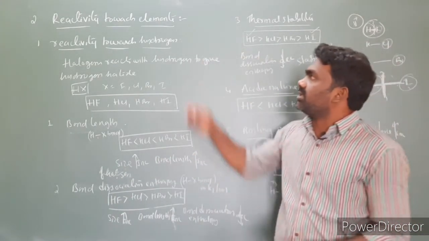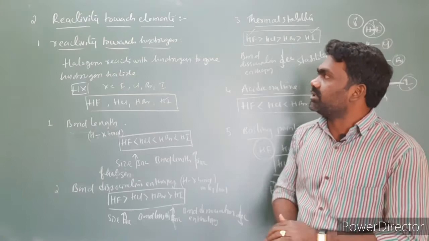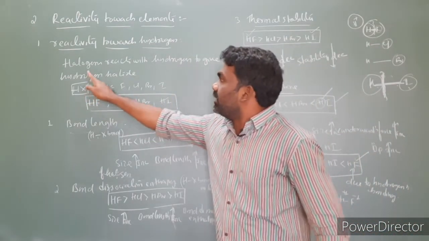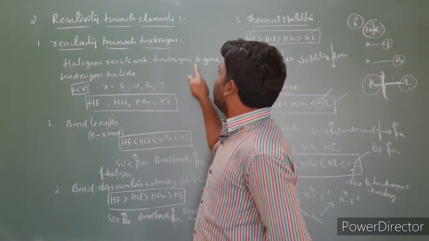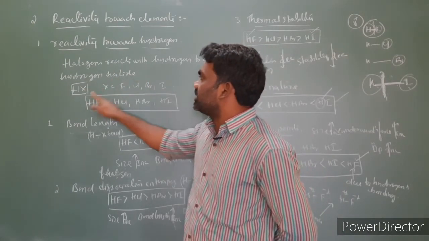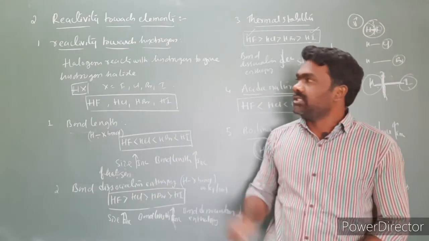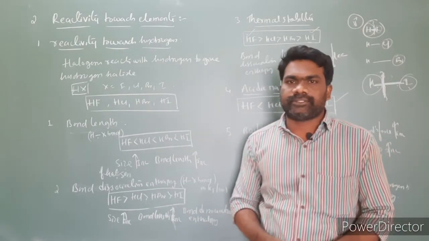Next, the reactivity towards elements. The first one is reactivity towards hydrogen. Halogens react with hydrogen to give hydrogen halides, HX. They are HF, HCl, HBr, HI. These are their properties. This is the first one, reactivity towards hydrogen.